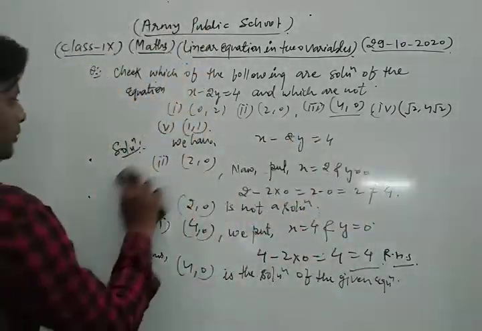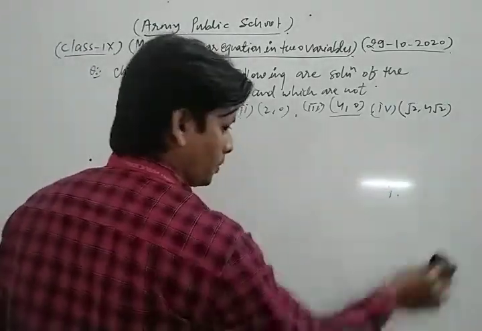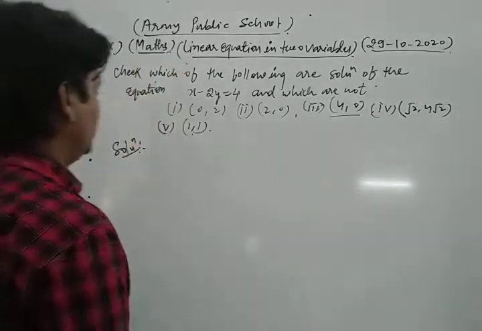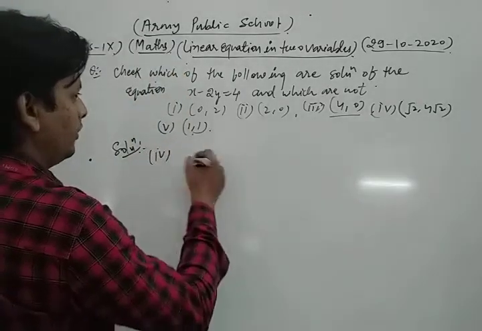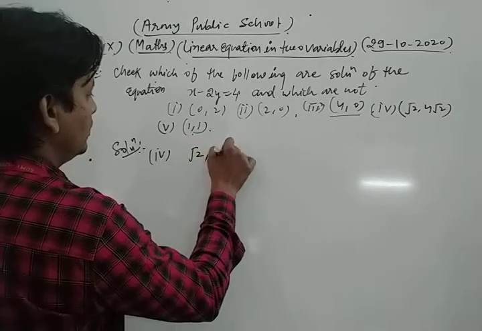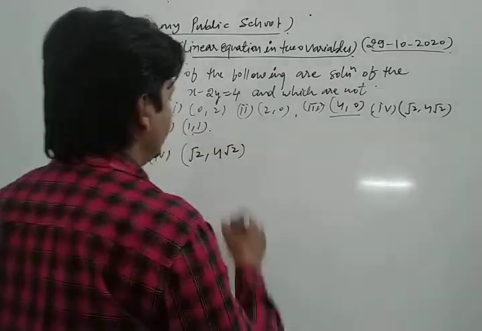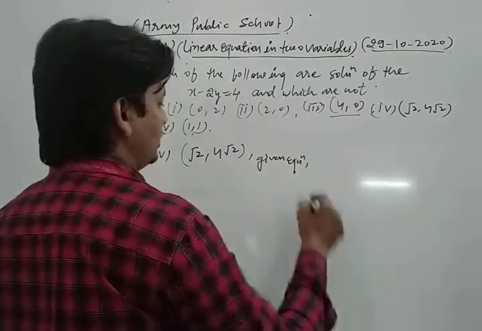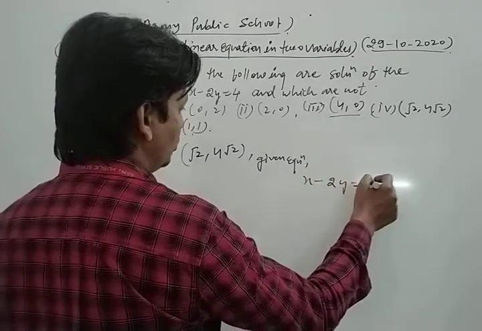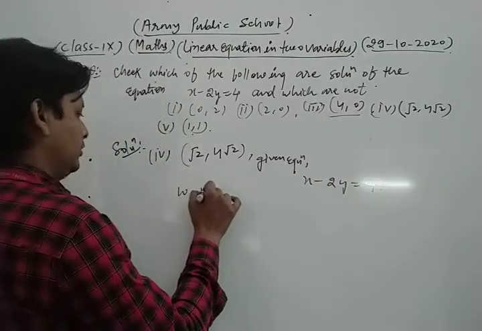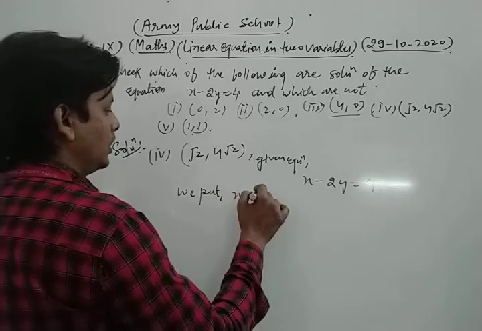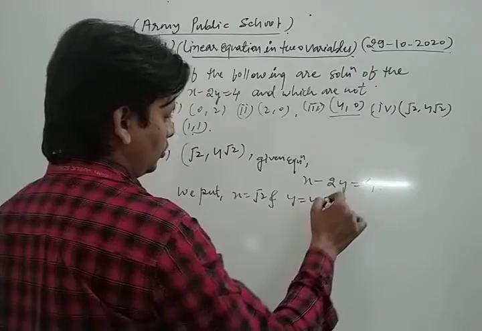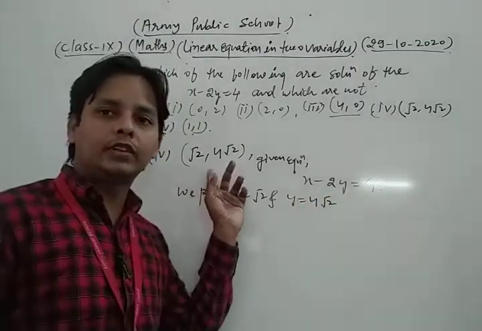Similarly, we check the fourth part of this question, which is root 2 and 4 root 2. Given equation is what? x minus 2y is equal to 4. Here we put x is equal to root 2 and y is equal to 4 root 2. Okay, this is the pair of values of x and y.